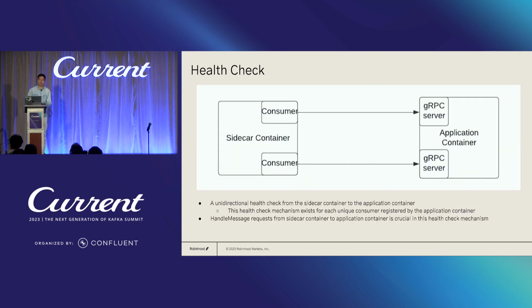The unidirectional health check is designed so that when either the application or sidecar container dies, the healthy container can detect this and wait for the dead container to become alive again. This health check is implemented in the gRPC request handle message, which is that gRPC request that's sent from the sidecar container to the application container with messages from Kafka.